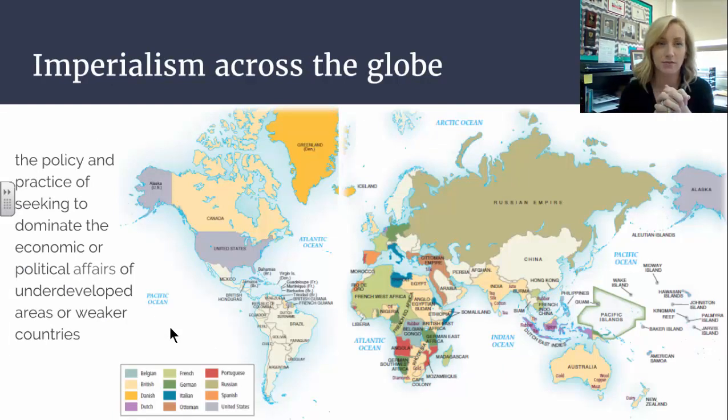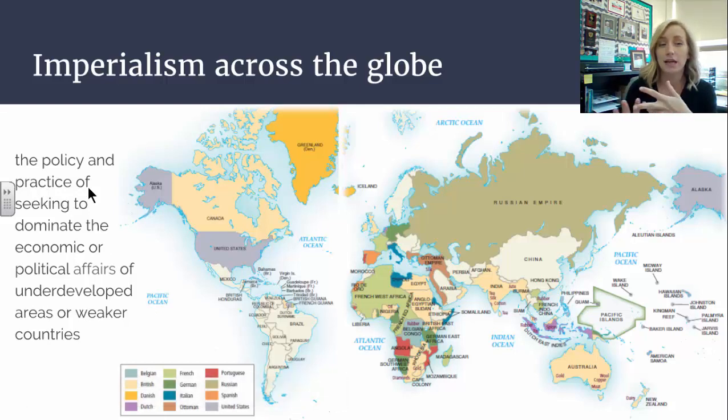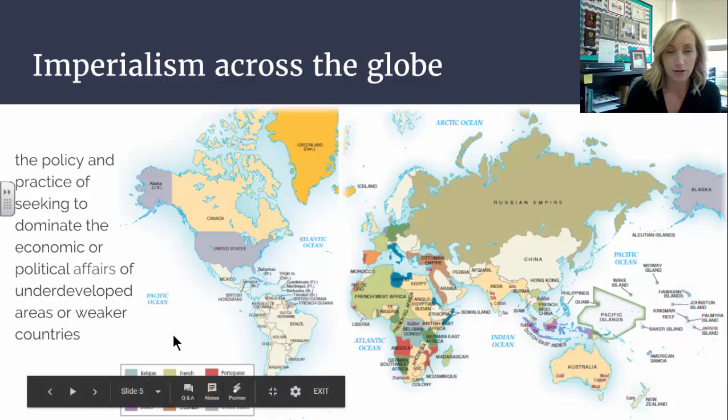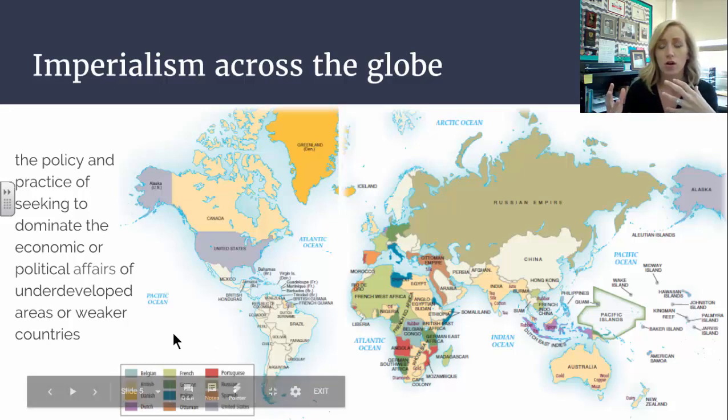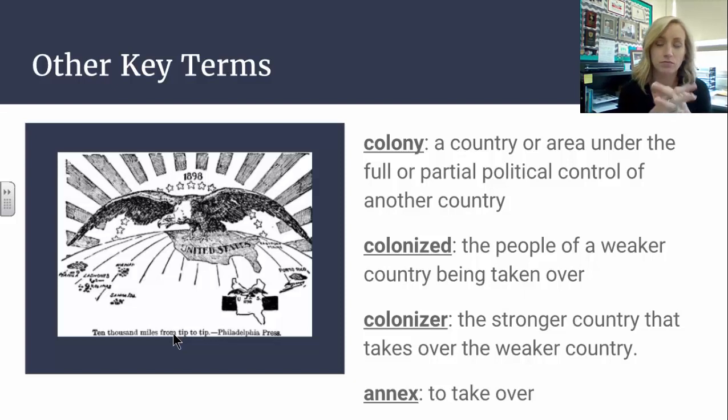That arrogance there. So you see imperialism across the globe, and I've defined imperialism for you on the left, in that it's the policy and practice of seeking to dominate both the economic and political affairs of underdeveloped areas or weaker countries. The United States, Germany, and you can see the key down here at the bottom, Italy, the French, the Portuguese, the British, they were all imperializing. They were all taking over underdeveloped or weaker countries and dominating them.